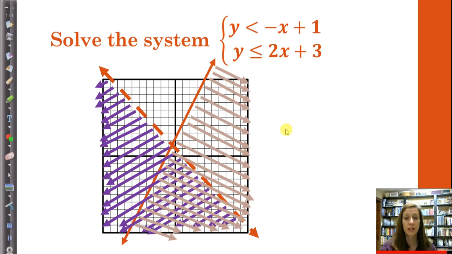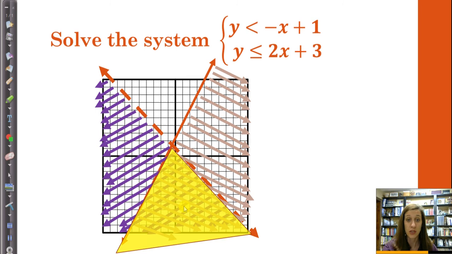So for inequalities, you'll always have two shadings, and the solution is where these two shades intersect. So we get two intersecting lines, and these two intersecting lines give us four regions. We have this region at the top that has no shading. We have this region on the left that only has a purple shading. The region on the right only has the tan shading, and then the region at the bottom has both shadings. So this region where the two shades intersect is our solution.